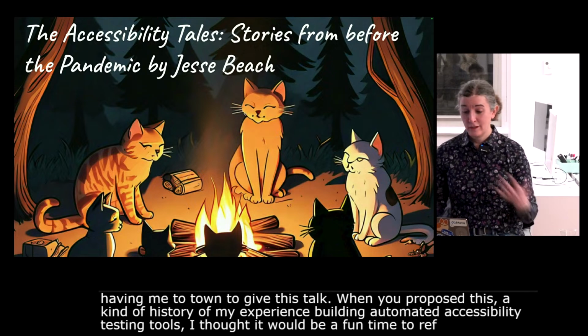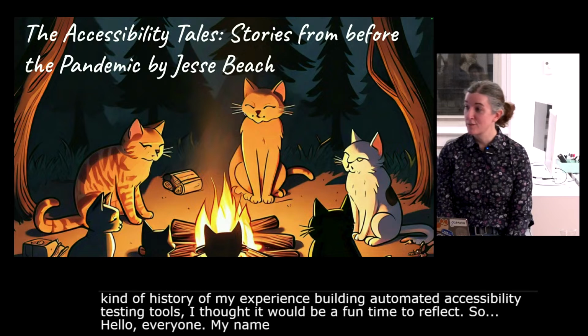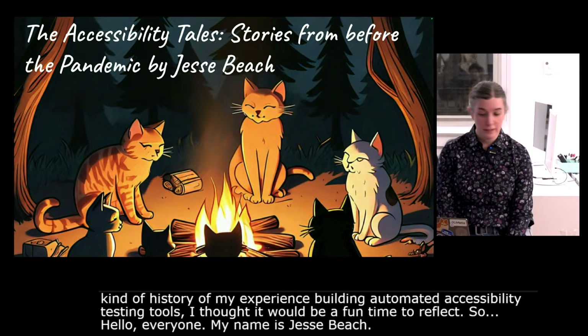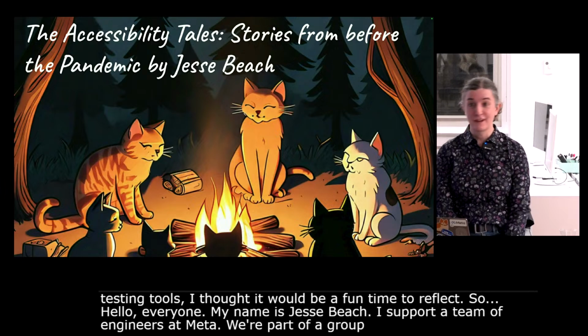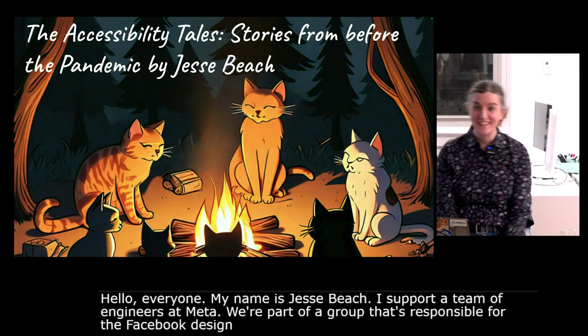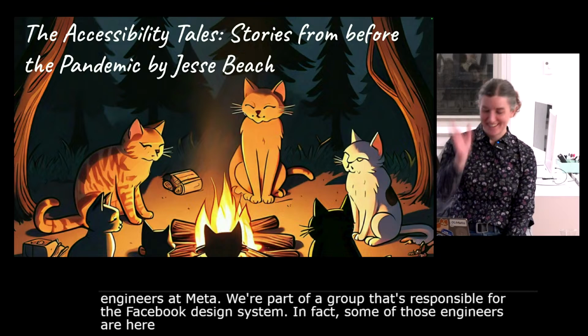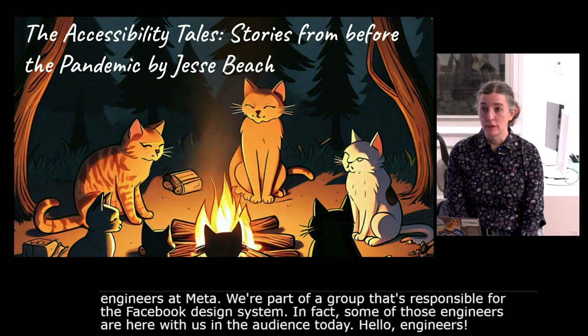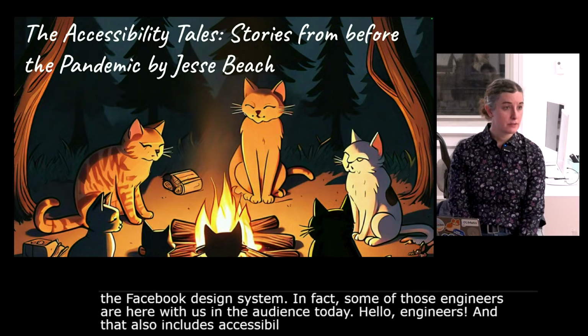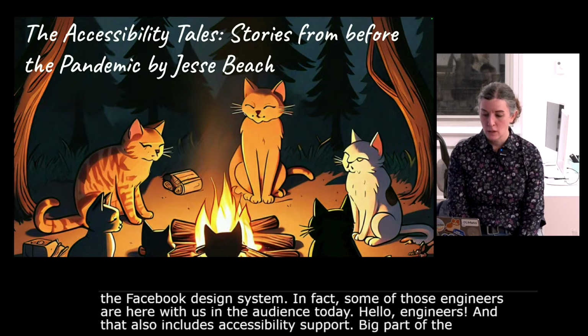So, hello everyone. My name is Jesse Beach. I support a team of engineers at Meta. We're part of a group that's responsible for the Facebook design system. In fact, some of those engineers are here with us in the audience today. Hello, engineers. And that also includes accessibility support. A big part of a design system is accessibility support.